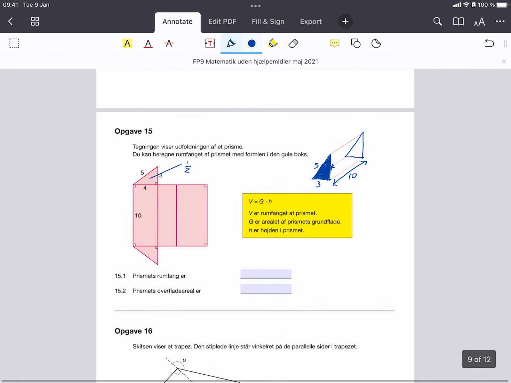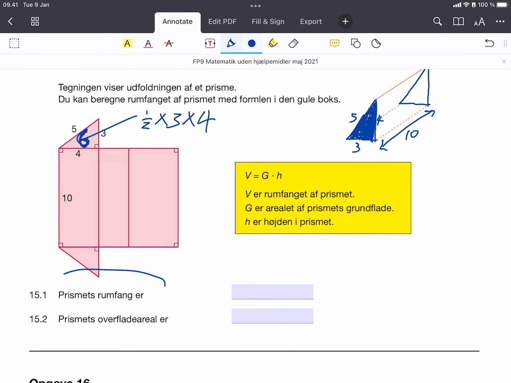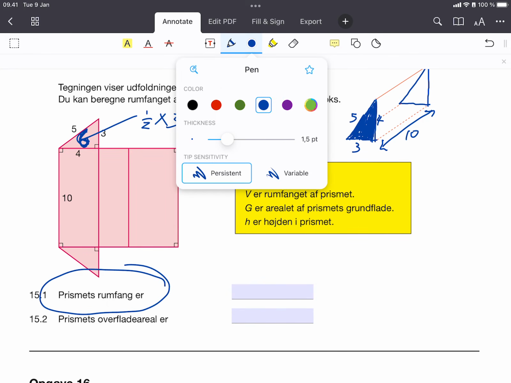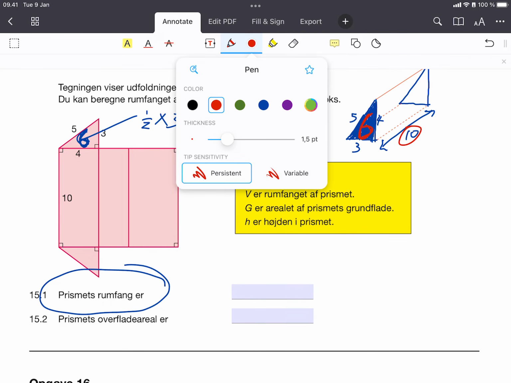Times the base of 3 times the height, which is 4. And in fact, the 5 is a bit of a red herring in this calculation. It's irrelevant. So the end area is a half times 3 times 4, which is 6. So the area of the triangle on the end is 6. So the volume of the prism is the end area of 6, multiplied by the 10 that it's stretched throughout. So that would be 60.